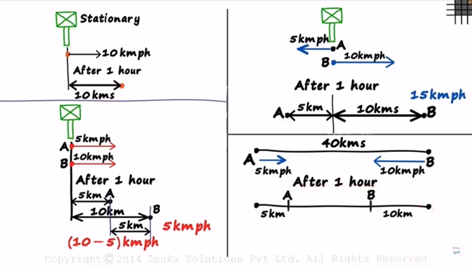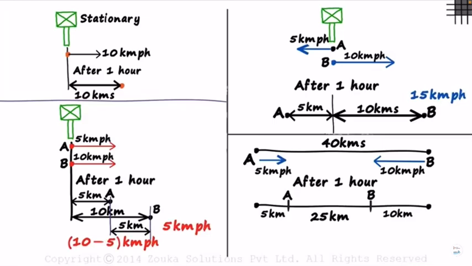What happened here? An hour ago, the distance between A and B was 40 kilometers. What's the distance between them now? The total is 40 minus 5 minus 10, which gives us 25 kilometers. It was 40 initially and is 25 after 1 hour. The distance between them reduced by 15 kilometers. 40 minus 25 is 15 kilometers.